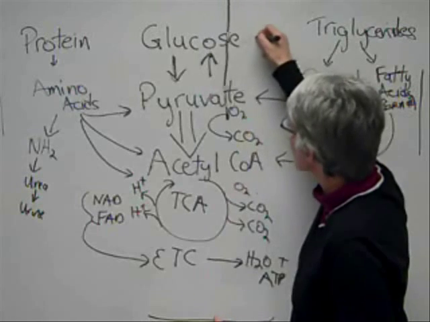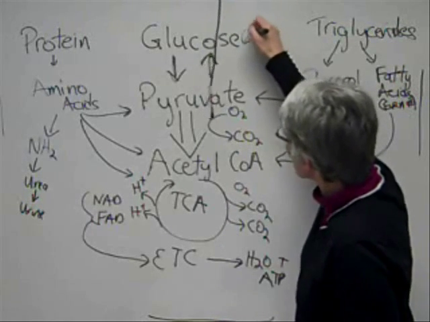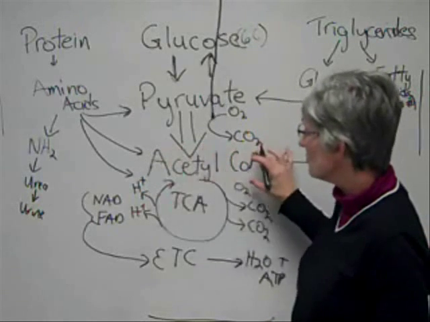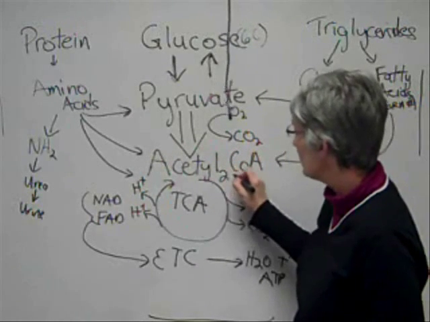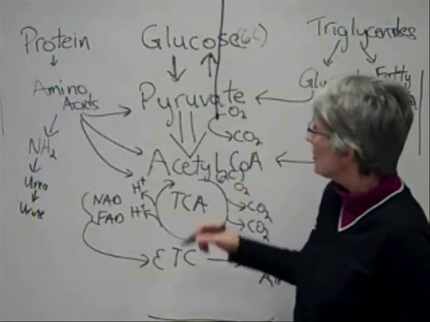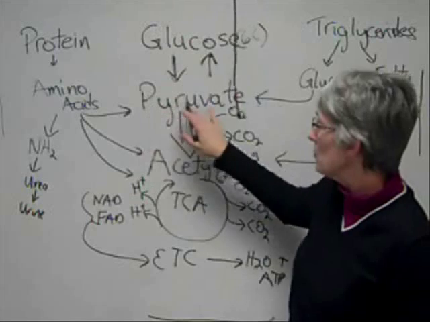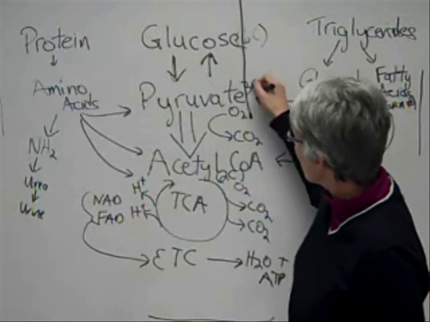Glucose is a six carbon molecule. And we have to get it to this central acetyl-CoA. Acetyl-CoA is 2 carbons. The first thing the body's going to do is bring it to a molecule called pyruvate. Pyruvate is 3 carbons.